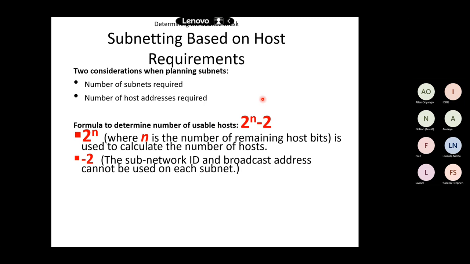So 2 power n minus 2. Don't be a secretary in my class. It's better to write what you are hearing, not what you see, because what you see here might confuse you. So 2 power n minus 2.